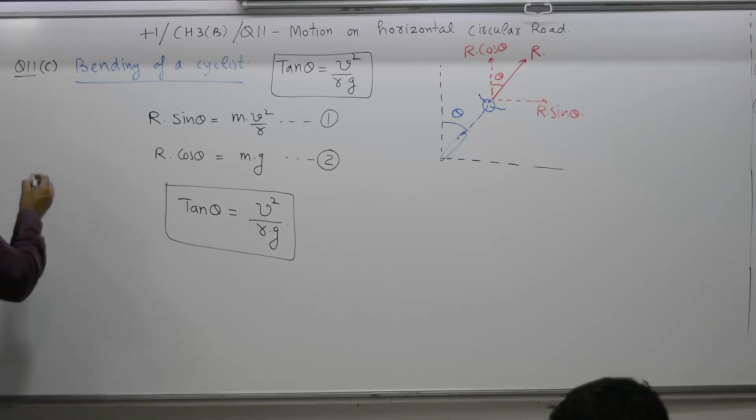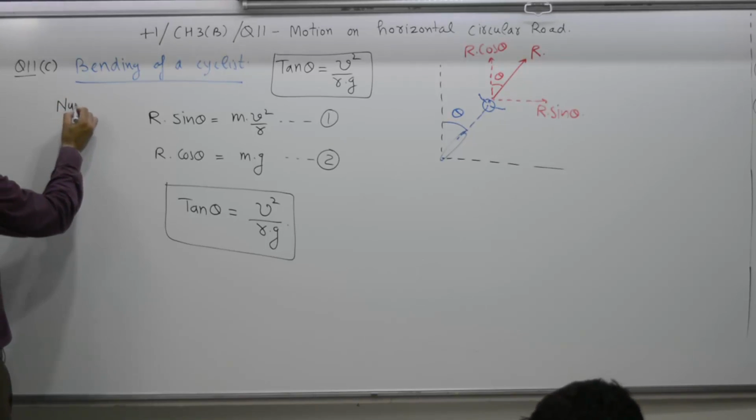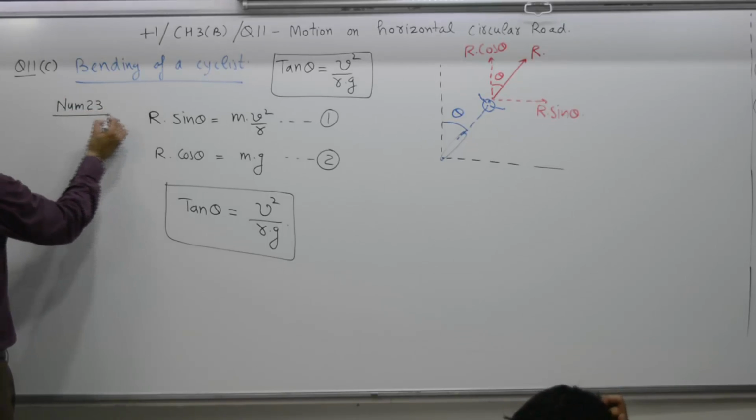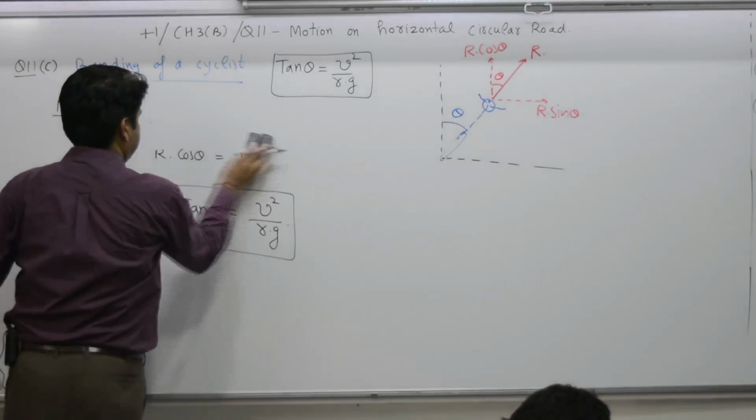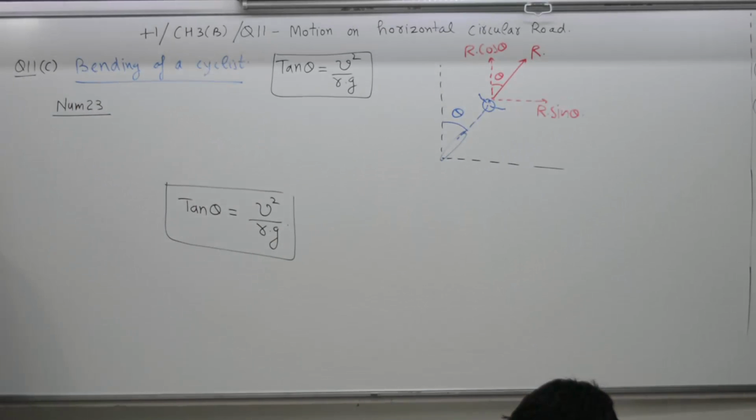Answer numerical number 23. Numerical is: a motorcyclist goes around a circular race course of diameter 320 meter at 144 kilometer per hour. How far from the vertical must he lean inwards to keep his balance? Take g is equal to 10 meter per second square.